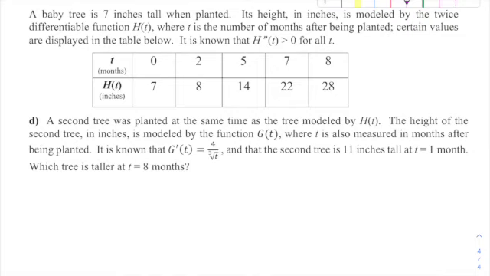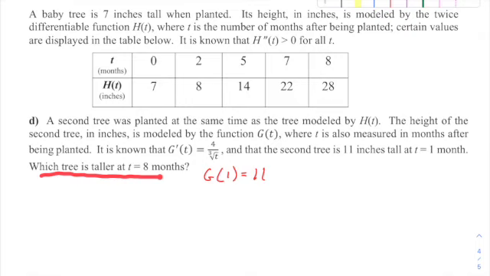So part D here, they're telling us about a second tree. A second tree has been planted at the same time as the tree we've been dealing with all problem. And the height of the second tree is modeled by g of t. Same deal, t is measured in months. And we have the equation for the first derivative of g. And we know that the second tree is 11 inches tall at t equals 1 month. So that is telling us that g of 1 is 11. The height at 1 is 11 inches.